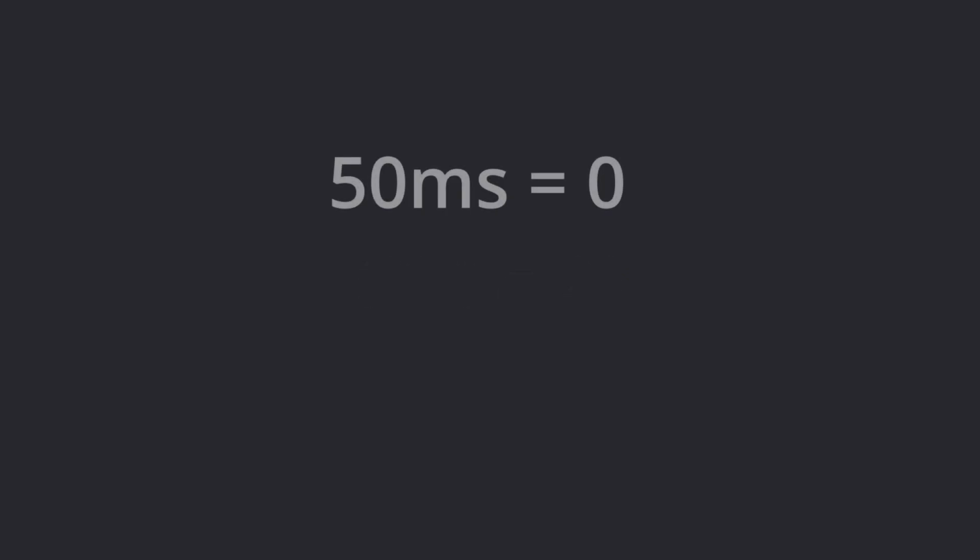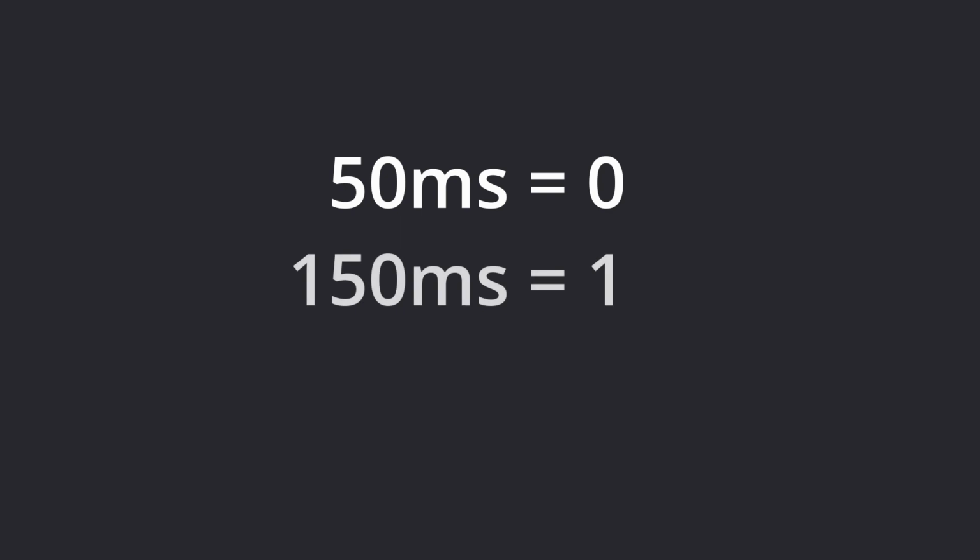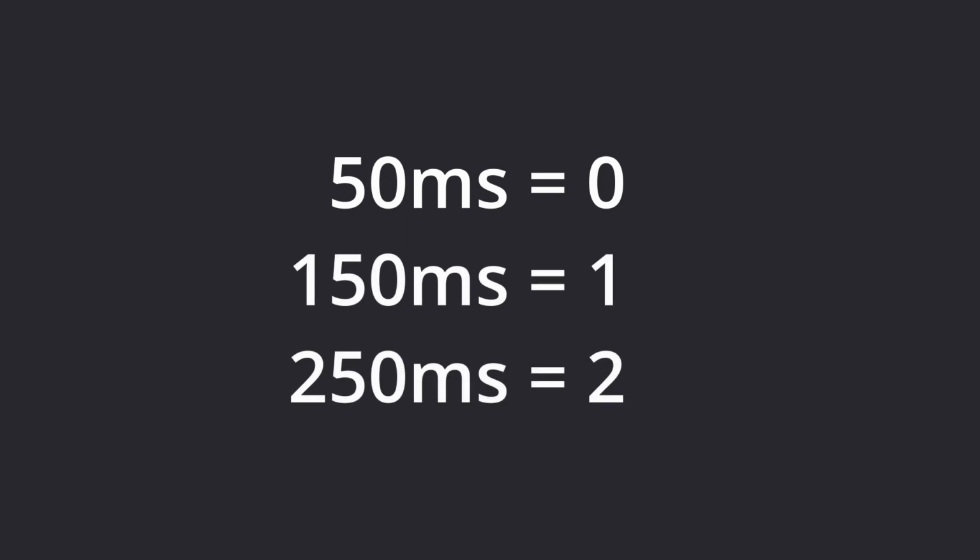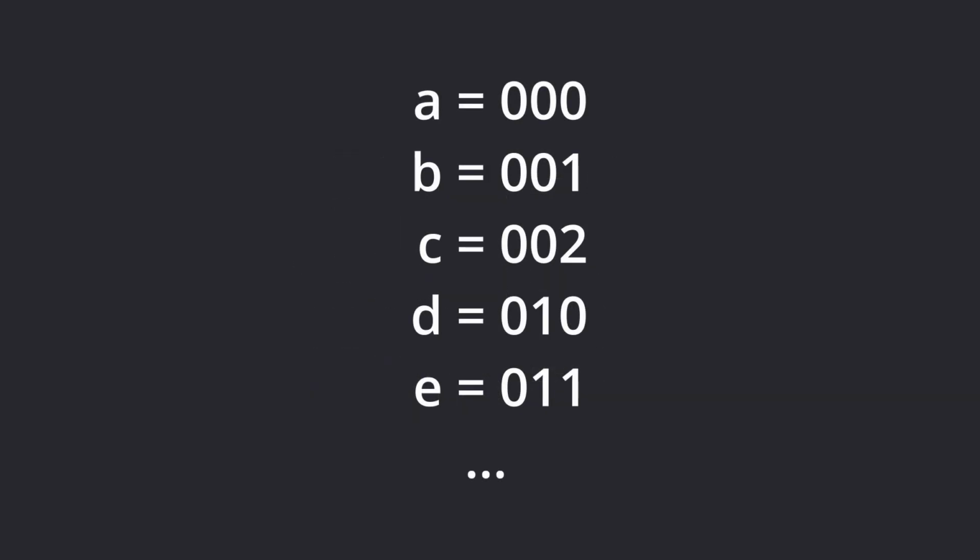If I interpret a 50 millisecond tone as the 0 digit, a 150 millisecond tone as the 1 digit, and a 250 millisecond tone as the 2 digit, I should theoretically be able to translate a string of letters into corresponding 3-digit base 3 numbers, then translate to a series of tones, and then, on the Playdate, translate that back into numbers, then back to letters, and then to a series of level blocks. So the letter A might sound like this, while the letter E might sound like this.